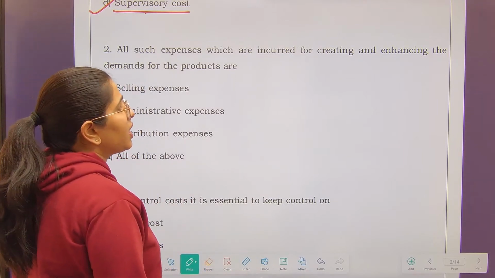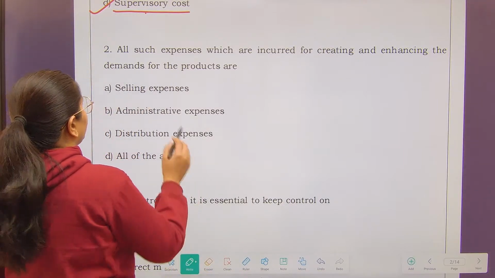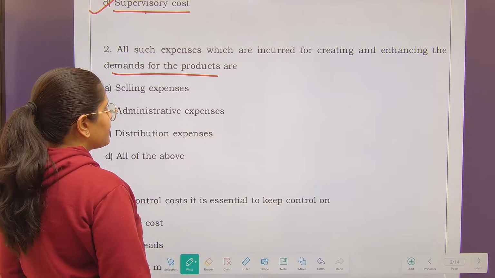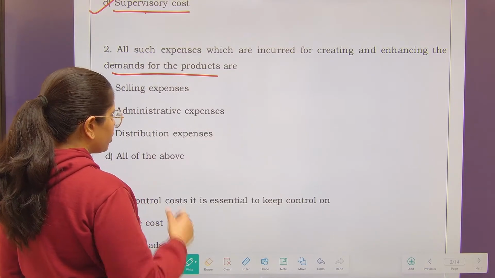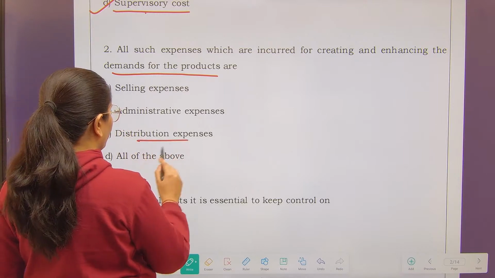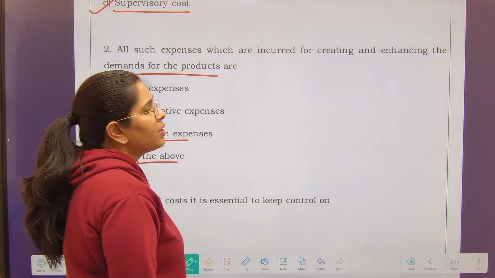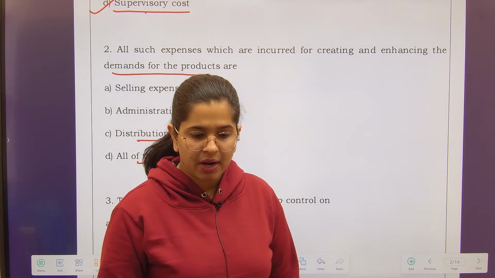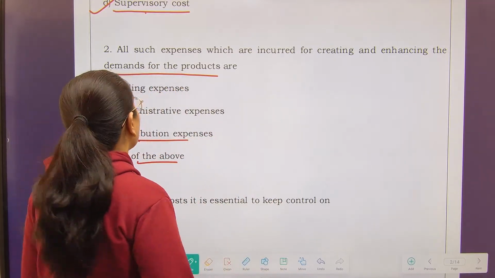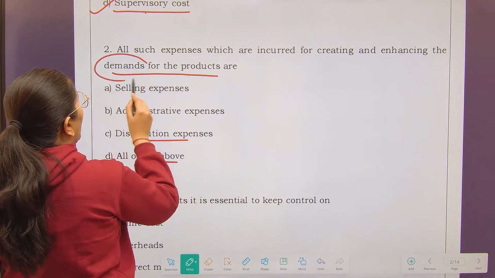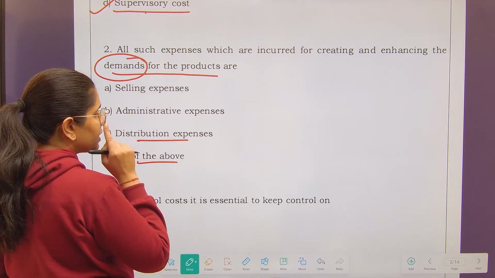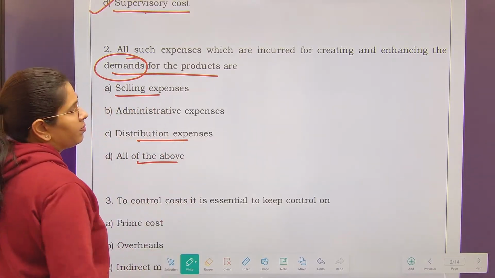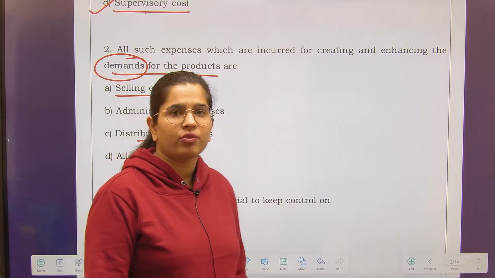All such expenses which are incurred for creating and enhancing demand for the products are: selling expenses, administrative expenses, distribution overheads, distribution expenses, or all of the above. This is very easy. So you are incurring these particular expenses in order to create a demand for your particular product, right? Now demand, how will the demand be created? Now in most of the scenarios you will be thinking that only selling expenses are creating and enhancing the demand of your product.